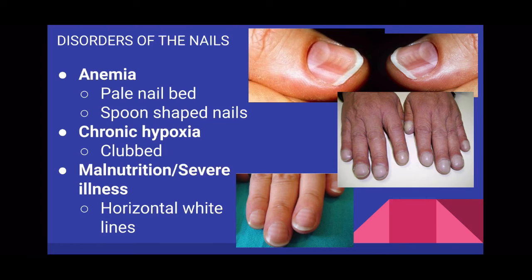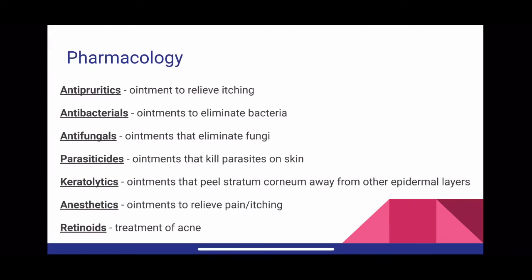In conditions that produce chronic hypoxia, so that's the absence of oxygen, your fingers and toes and the nails can become clubbed, like you see in that middle picture, and it doesn't look real, but it is completely real. The nails basically are the opposite of the anemia nails. They bulge at the top. And then if you have a severe illness like malnutrition or something else, it can produce horizontal white lines in your nails like you see in that bottom picture. So checking your nails to make sure that they look normal can actually help you figure out if you have an underlying disease.